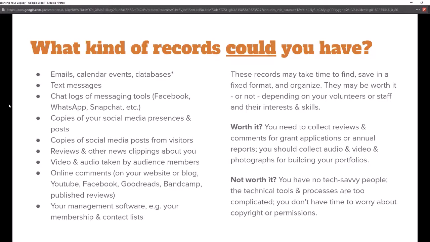Certainly you should base the worth it or not worth it question on whether you have time and whether you have the ability and the tech savviness to go and capture those things. But you should really think about collecting those comments and that feedback for things like grant applications or annual reports or for building your portfolio. Those things can be really, really valuable to you, especially as a creative person.